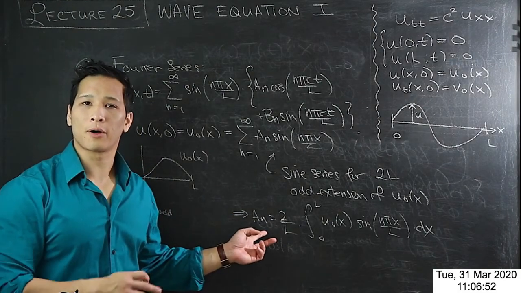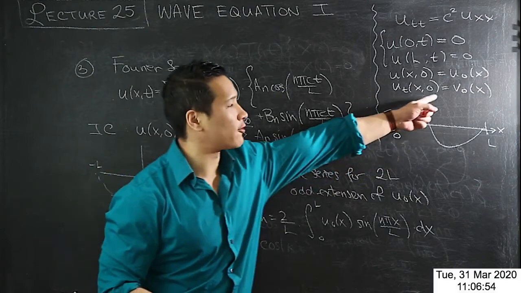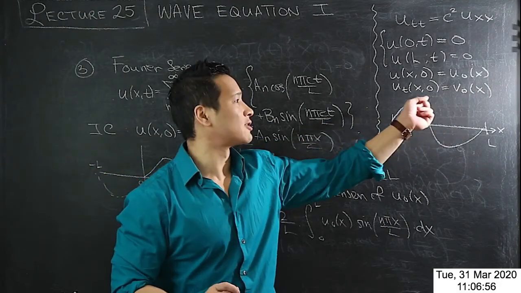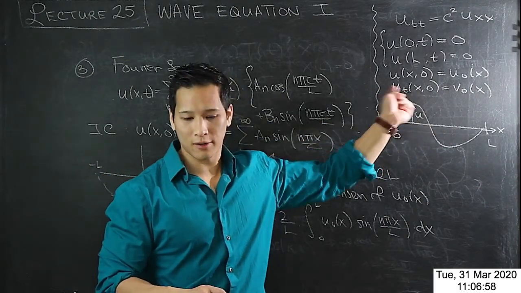And then on Thursday, we're going to look at how you get the v naught. It's the same principle, you just have to differentiate that thing.